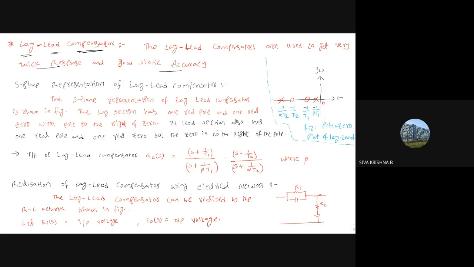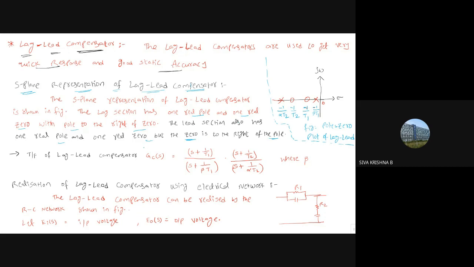So that's it. Write down all these things. Explain the representation of lag lead compensator. The S-plane representation of lag lead is shown in the figure, and it has one real pole and one real zero, with the pole to the right of the zero meaning lag network. The lead section also has one real pole and one real zero, but the zero is to the right of the pole. So clearly mention those. Whatever graph we represented there, just note down those points here.